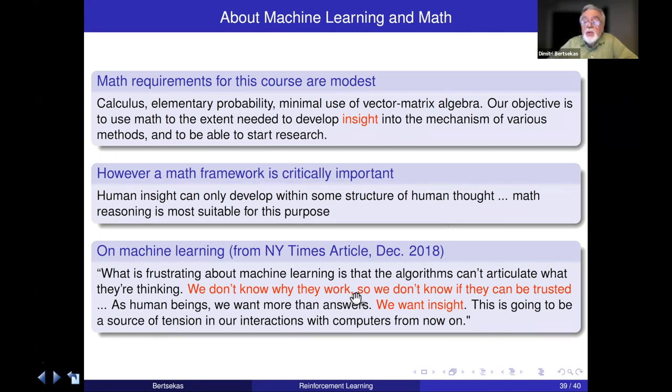Why do reinforcement learning algorithms work? We don't know if they can be trusted. And indeed, there are plenty of counterexamples and failures to point to that indicate that they cannot be trusted. So if the algorithm goes wrong, how do you know what went wrong? There's a problem here. We want answers and we want insight, but we don't always get it. This is going to be a source of tension in our interactions with computers from now on. It's just a fact of life that we have to face. We try to get as much insight as we can in whatever we do in this area, because there's a shortage of insight.